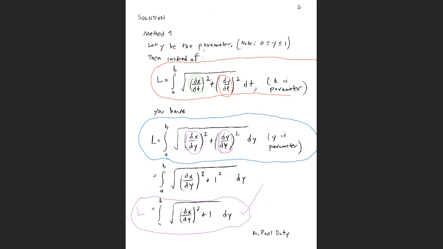Okay, so this is our formula. So what was x? x was equal to y to the 3/2 power. So dx dy would be 3/2 times y to the 1/2 power right here. And so this would be your arc length formula: the integral from 0 to 1 of the square root of (3/2 y to the 1/2 power) squared plus 1. Perfectly acceptable to find your arc length that way by treating y as a parameter.